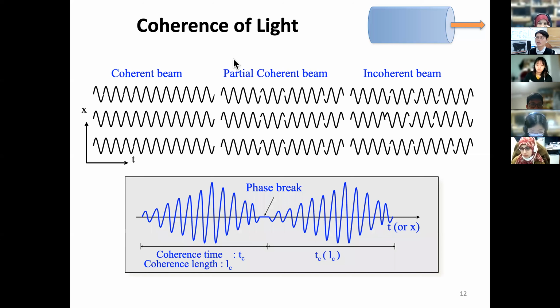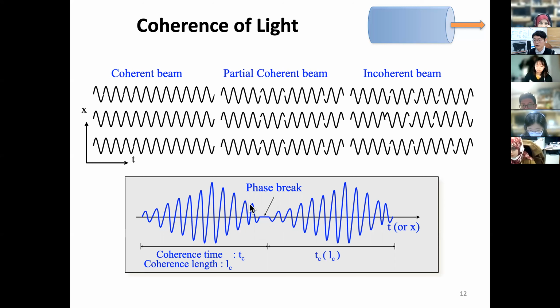Okay, so what is this partial coherence? This is what OCT in fact is using. And if you interfere this partially coherent beam, this is what you will see. This x-axis can be either time or space. Let's think about time. Over time, we have a nice oscillation, which is coming from interference. But there's a phase break.